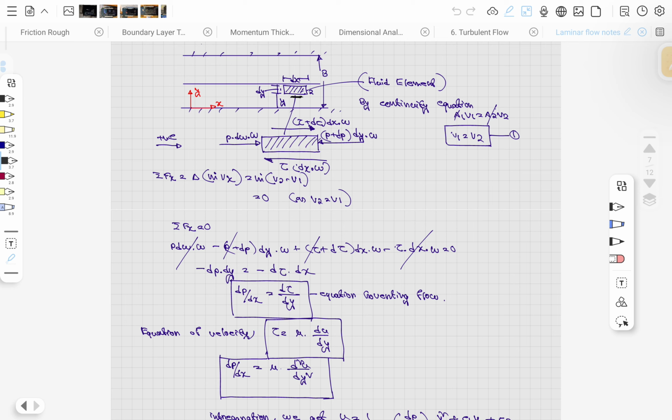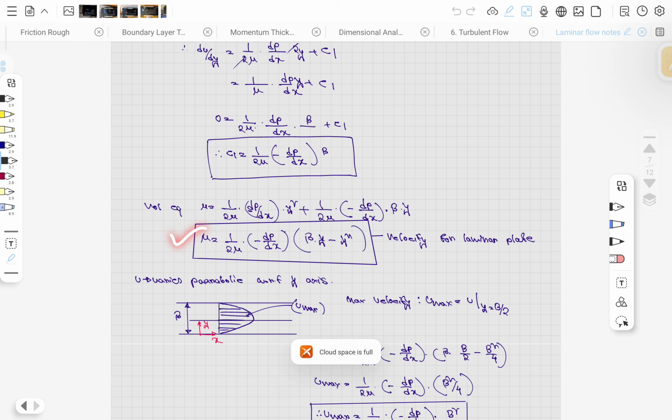So velocity for a laminar flow is u equal to 1 by 2 mu into minus dp by dx into (b square by 4 minus y square). Okay, so parabolic velocity profile, how is it happening? That b is the total length, the width. Also we can say maximum velocity, where it is happening for parallel plates. Remember something different, that is at y equal to b by 2, and u max equal to 1 by 8 mu into minus dp by dx into b square.